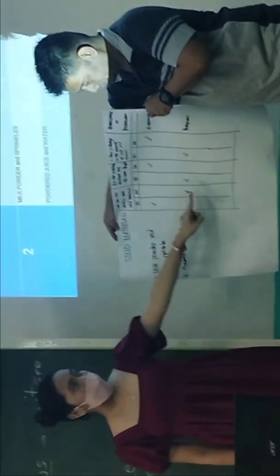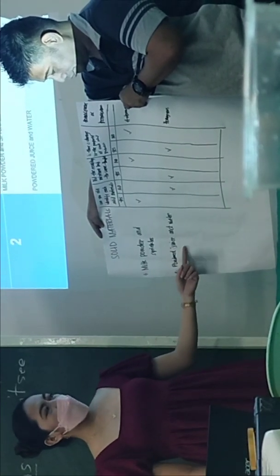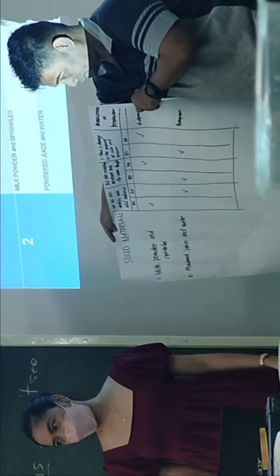Okay. Next is the powder juice and the water. Can you still identify each solid material? No. Did the resulting mixtures look the same throughout? Yes. Is there a change in the property of each solid material? Yes. Our answer is homogeneous. Why homogeneous? Because the powder juice is completely dissolved into water and we can no longer see the juice. Very good, group 1. But is your answer correct, group 1?